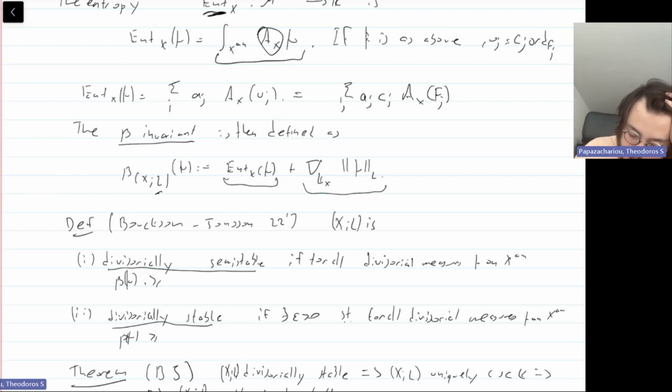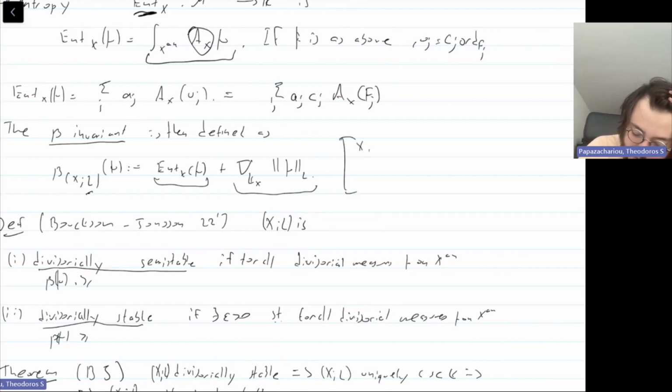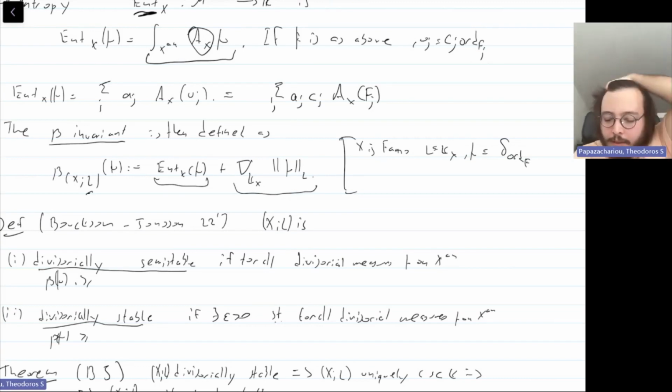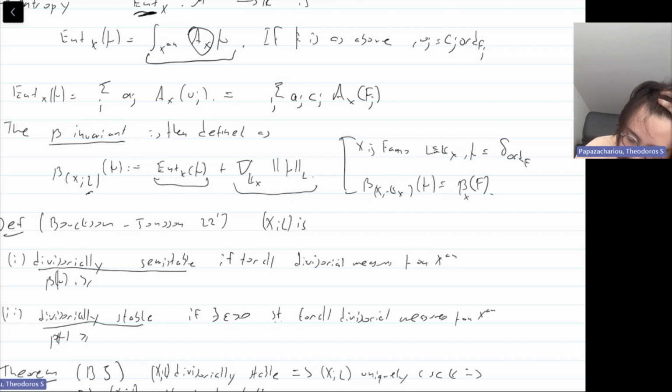directional derivative alongside K_X. And if you notice from the previous example, if X is Fano and L is minus K_X, as we want, and mu is just a single divisorial measure, say a delta of F, so not a convex combination but just a single one, then this beta invariant of mu is precisely the beta of F, which is defined in the Fujita-Li case.